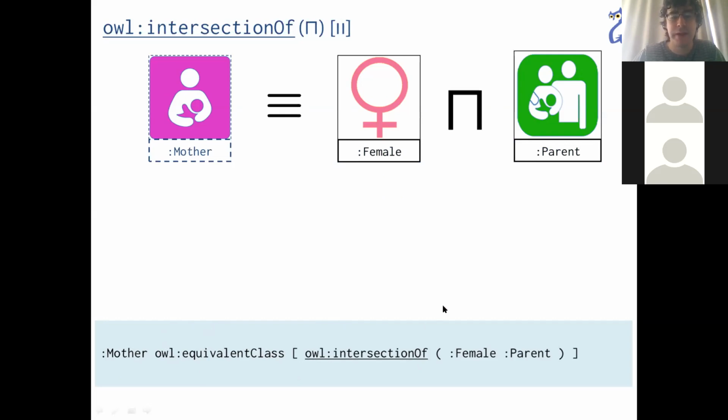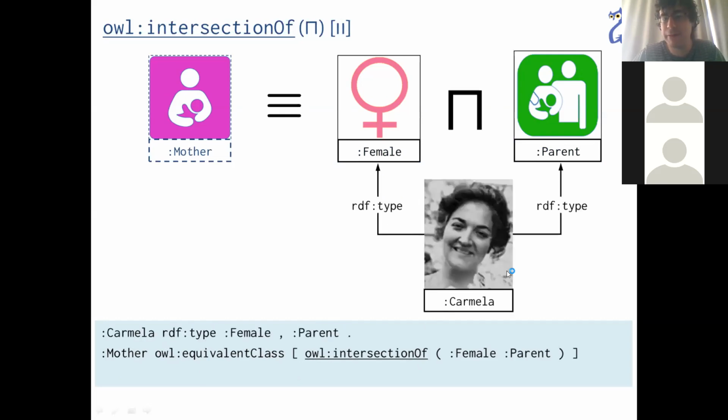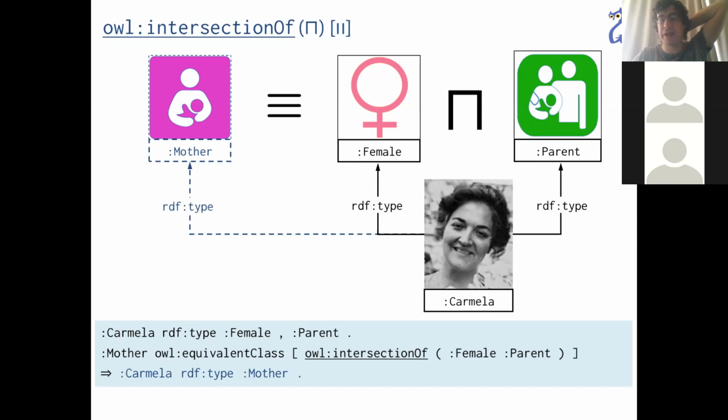Okay. So if we now say that Carmela is of type female and type parent, what could we conclude? We could conclude that Carmela is of type mother. Okay, hopefully that makes sense. So we're defining a new class here, which is the intersection of female and parent. And then we use a class axiom, an equivalent class, to relate it to this other class, mother.